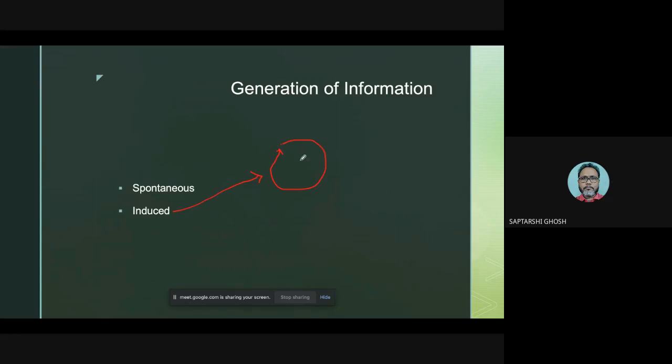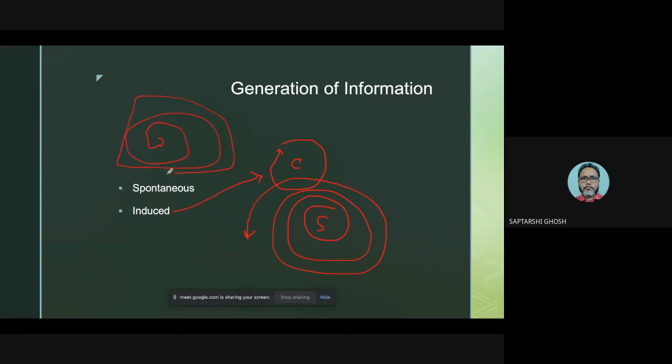It is rather, this is the circular one, and we can say this is S. Although I am drawing that on the left side, in anti-clockwise, it can be the clockwise model. Like this. So that is why it is also known as the information generation spiral. Now why is it a spiral?